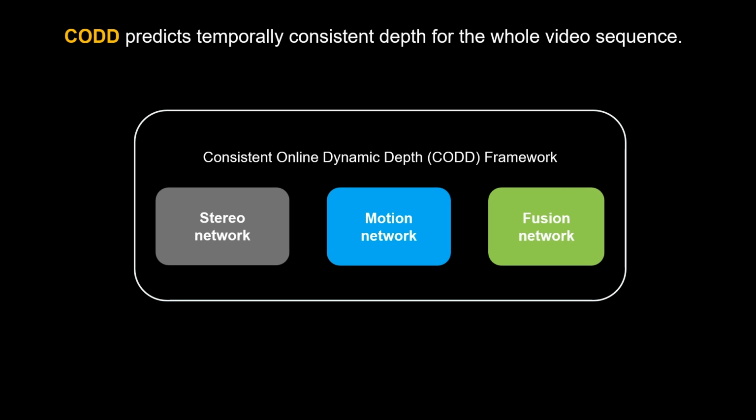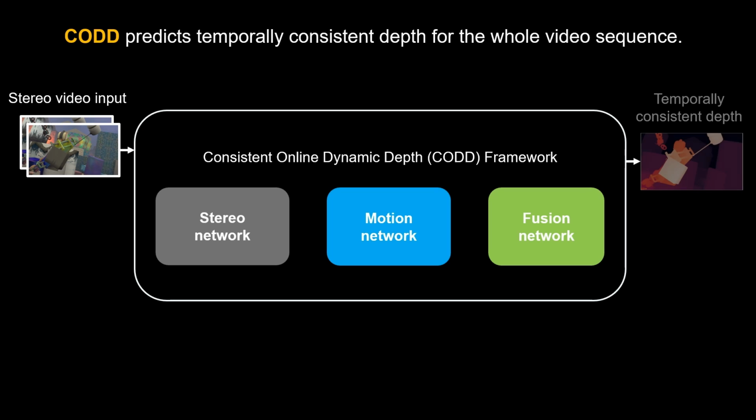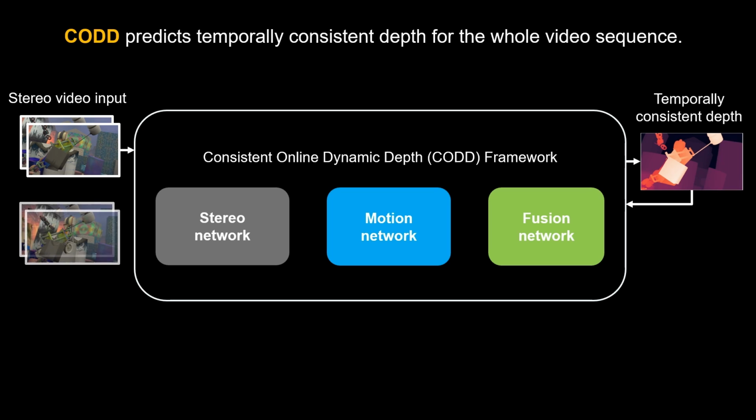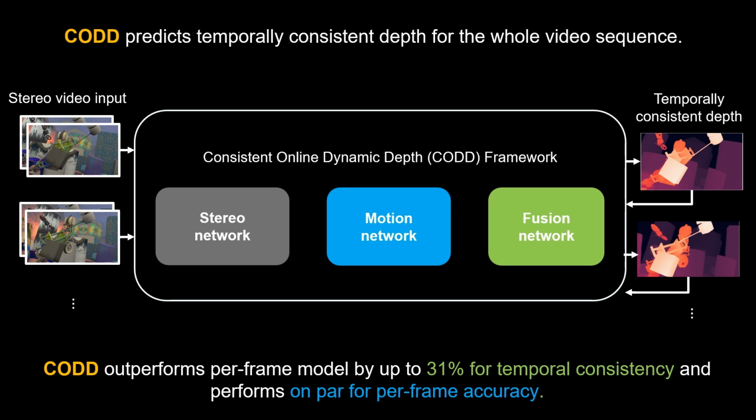COD runs for the entire video sequence. After generating consistent depth for the first frame, the result is cached for the next frame. This process iterates until the end of the video. COD outperforms per frame model by up to 31% for temporal consistency and performs on par in terms of depth accuracy.